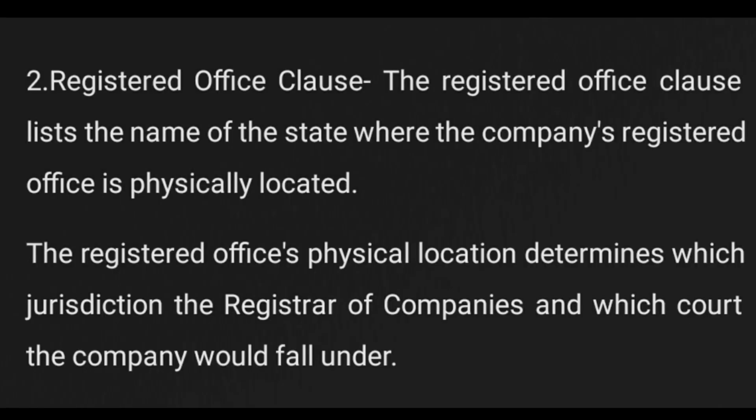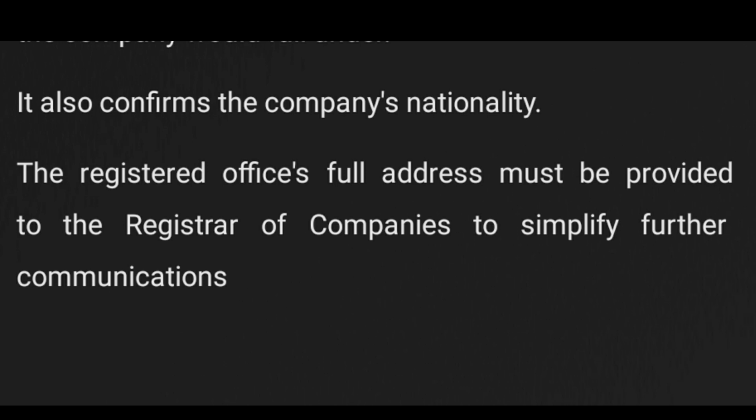Number two, registered office clause. The registered office clause lists the name of the state where the company's registered office is physically located. The physical location of the registered office determines which registrar of companies has jurisdiction and which court the company would fall under. It also confirms the company's nationality. The full address of the registered office must be provided to the registrar of companies to simplify further communication. So in this clause, we have to inform where the company's location is.